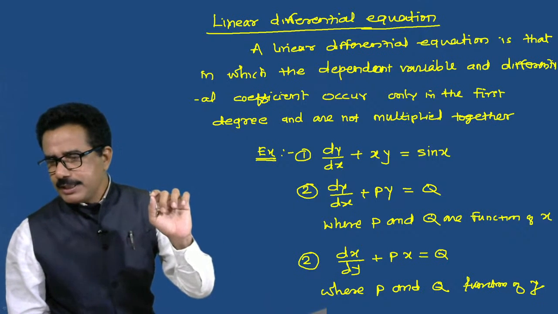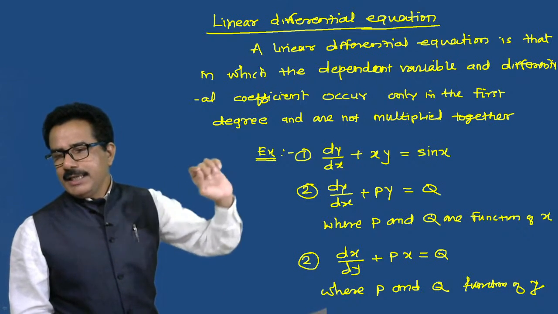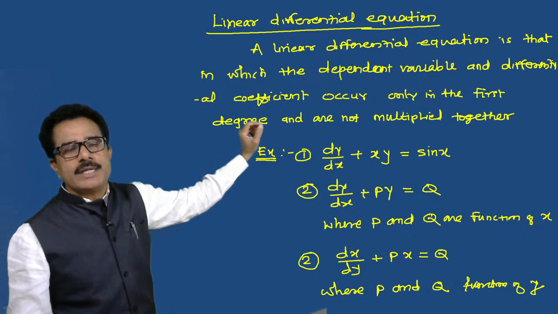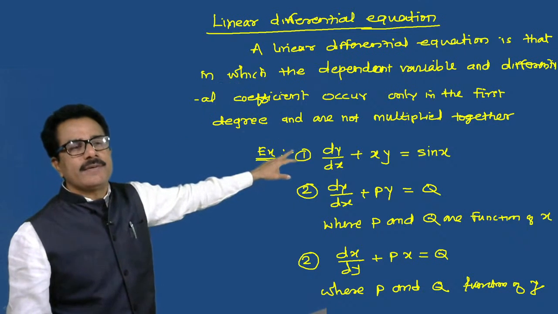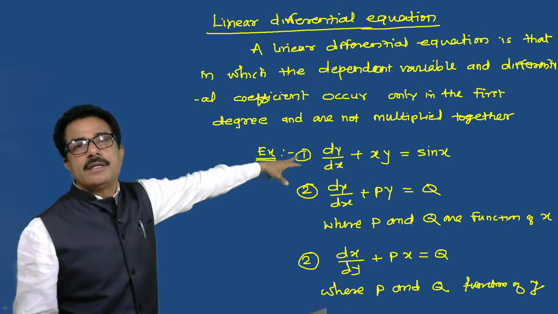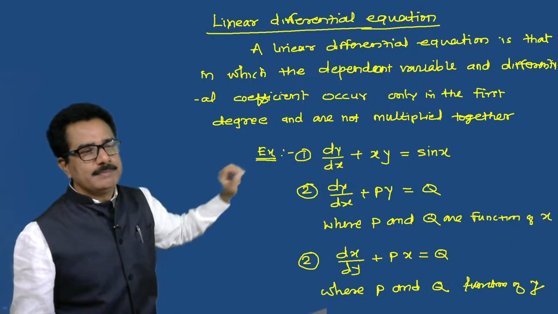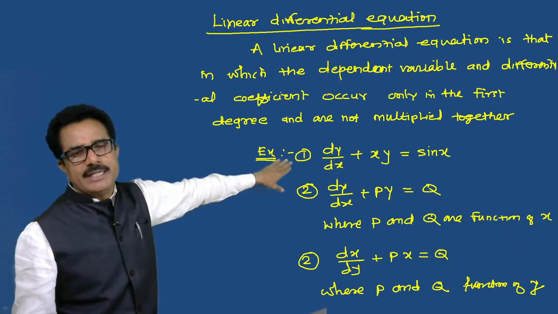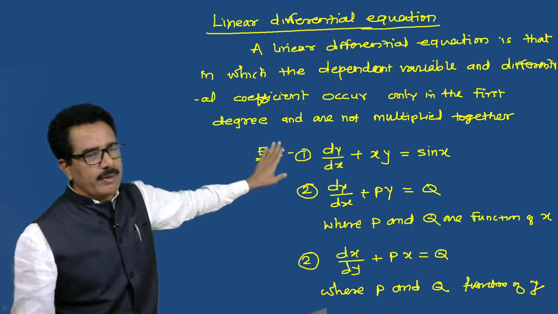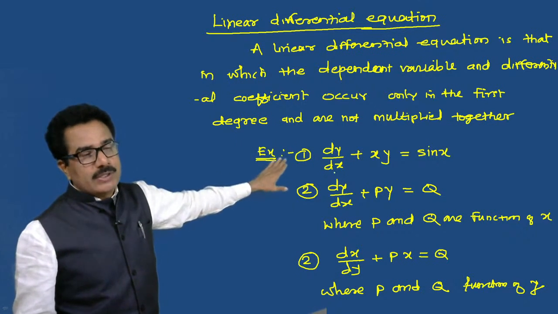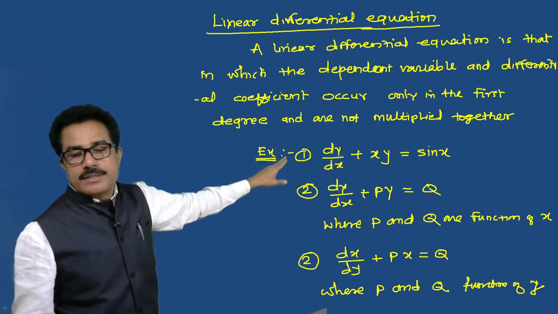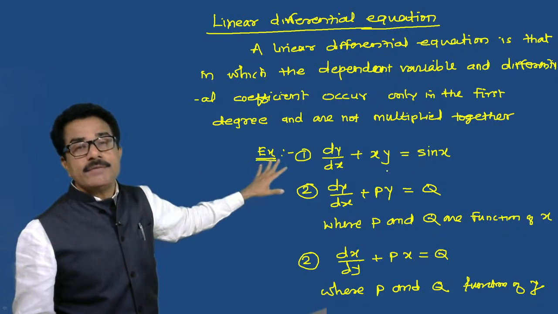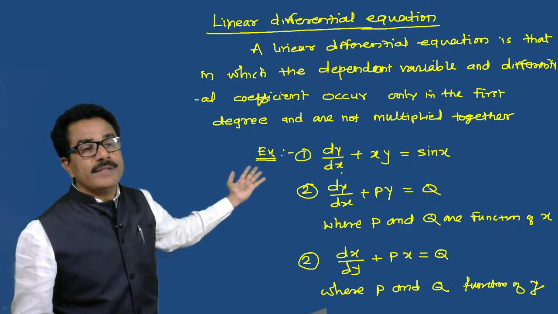What is the most important condition? For the linear differential equation, which condition is important? According to the definition, the degree of this differential coefficient must be 1, and this is the first order linear differential equation. We can write second order, third order, okay, no problem. The degree of this differential coefficient must be 1. There exists a dependent variable y which is not in a product with the differential coefficient.